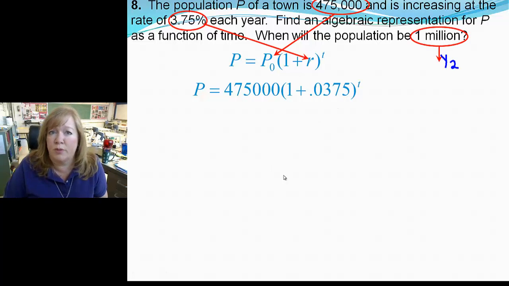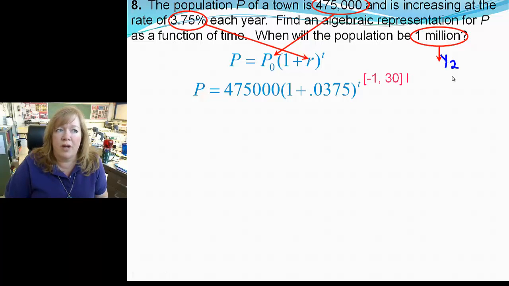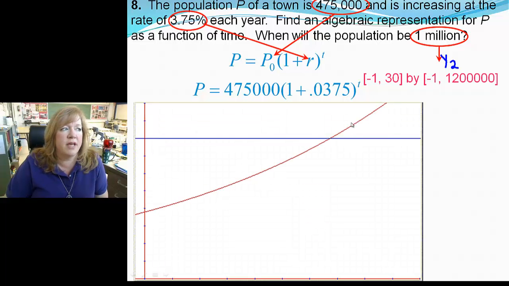Since we don't know logarithms yet, or we're going to pretend you don't know logarithms yet, when the population reaches 1 million, we're going to put that into y sub 2 on our graphing calculators and figure out where those graphs intersect. So y sub 2 is 1 million, that's a 1 followed by 6 zeros. Put this equation in for y1 and see where they intersect. Here's what your calculator would look like on the window. I did 1.2 million, 1,200,000, and notice they intersect right here.